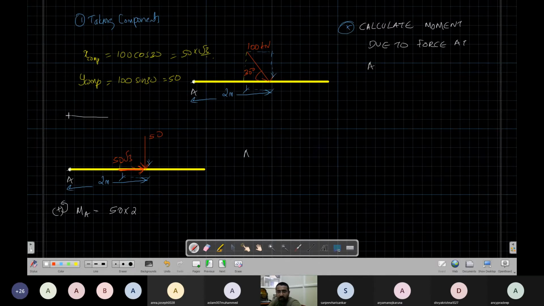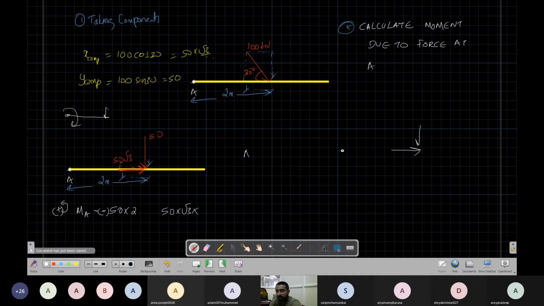Let's say we are at the rod. This is a force, so it is trying to rotate in the clockwise direction. So clockwise is minus. Okay, that is due to the first force. What about the second force? 50 root 3 times what is the distance? 2 meters, the perpendicular distance of this force from the point.